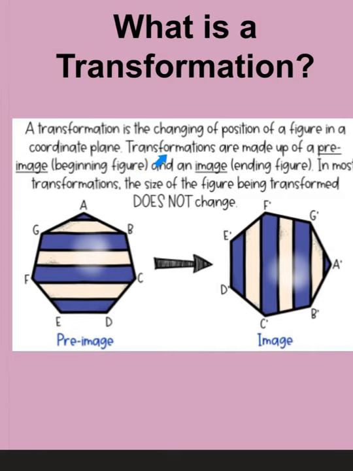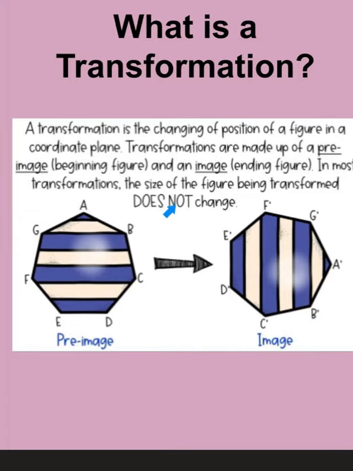Just a reminder, so far we have done translations, which is where the figure just slides around the graph, and we've done a reflection where the image flips over a line of reflection. Now, in most cases, remember, the size of the figure being transformed does not change. There is one that will change, and we'll get to that later, but the ones that do not change the size are translations, reflections, and rotations.